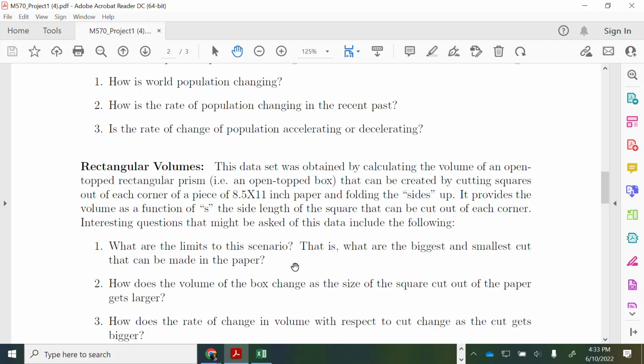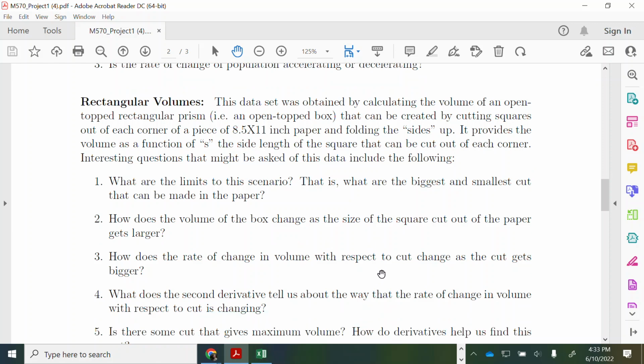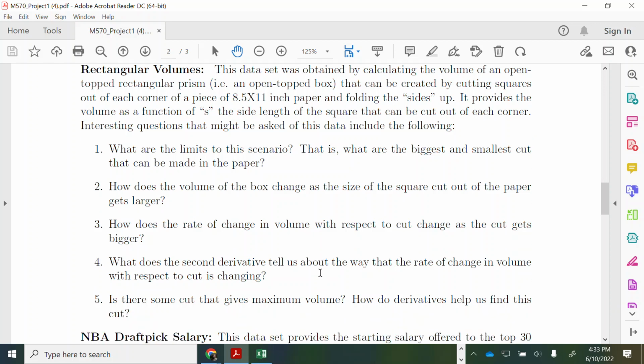What is the biggest and smallest cut that can be made? How does the volume of the box change as the size of the square cut out of the paper gets larger? And how does the rate of change in volume with respect to the cut change as the cut gets bigger? And what does the second derivative tell us about the way the rate of change in volume with respect to the cut is changing? And is there some cut that maximizes the volume? And how do derivatives help us find this cut?